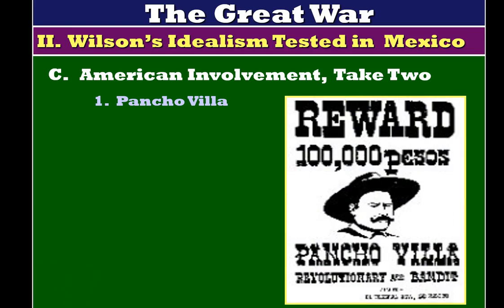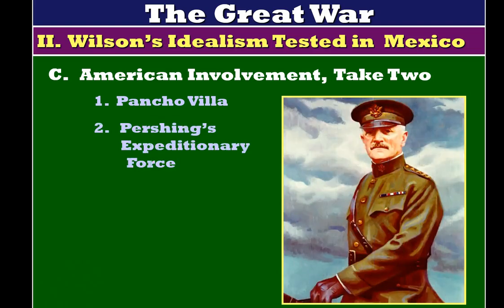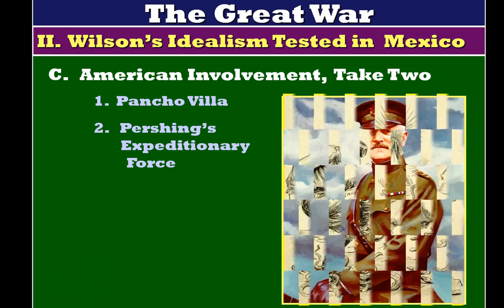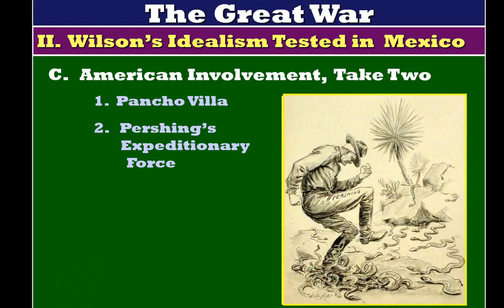Well, not surprisingly, Woodrow Wilson was incensed, and so he had U.S. General Black Jack Pershing put together an expeditionary force to try to invade northern Mexico, find Pancho Villa, capture him. It did not go well. The expeditionary force spent months roaming around northern Mexico, attacking and irritating Mexican citizens, but never finding Pancho Villa.